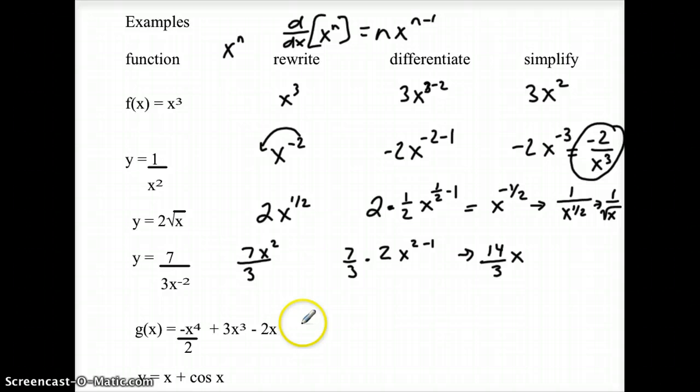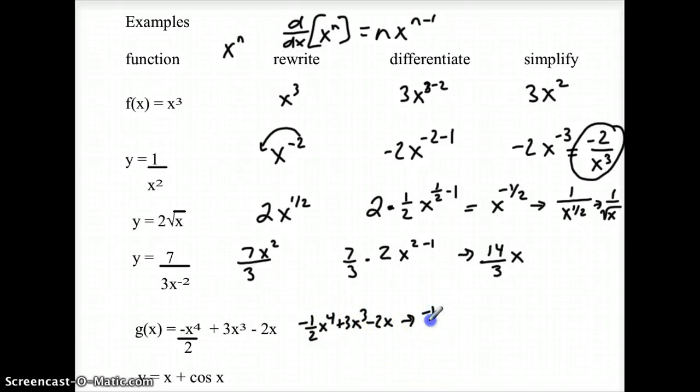This one, that's like a negative 1/2 x to the fourth plus 3x to the third minus 2x. So if you want to think about that negative 1/2, it's not really a quotient because x is in the numerator. So if there's a constant that makes a quotient, that's okay. Just pull out the constant as the coefficient. So now we're going to take the derivative. Notice I don't have an equal sign here because I'm not writing something that's equal. I'm actually finding the derivative.